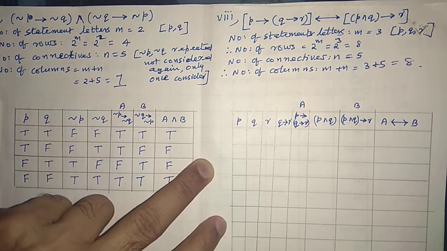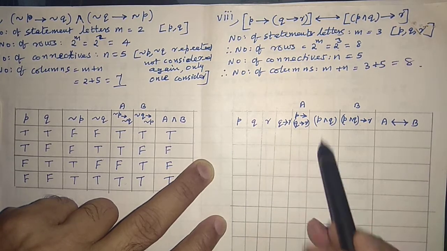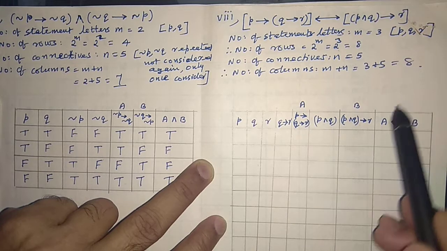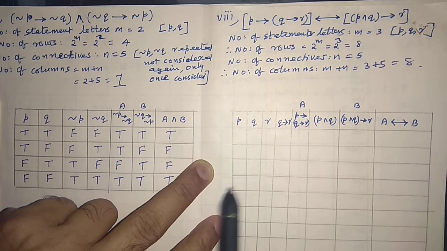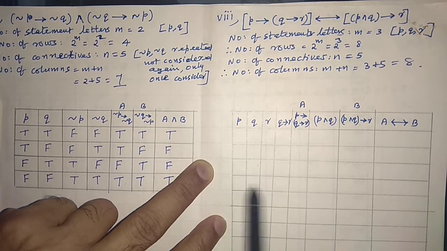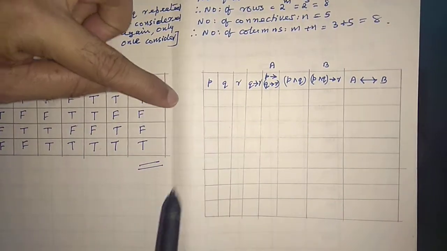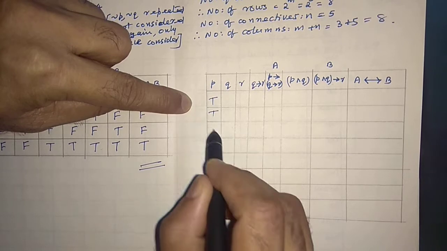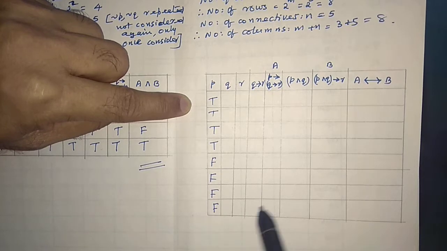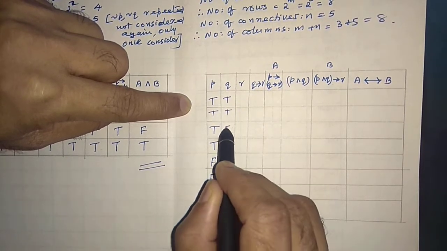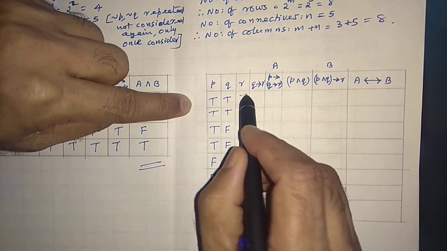Now see, columns are there. Here we are making 1, 2, 3, 4, 5, 6, 7, 8. 8 columns are required. Rows also 8 only, because 3 statement letters are there. So 2 power 3, 8. Now we start. 3 statement letters means what? Double T 2 times, then double F 2 times. Here double T double F, double T double F, and here alternate TF.